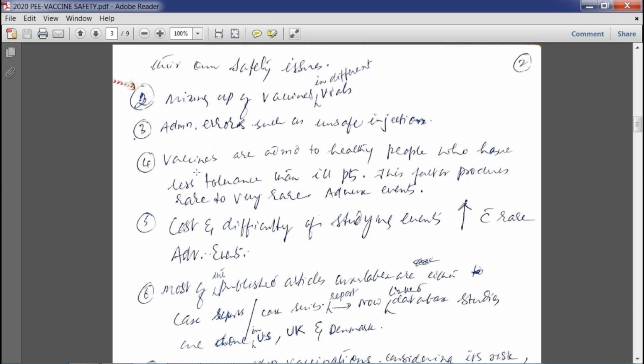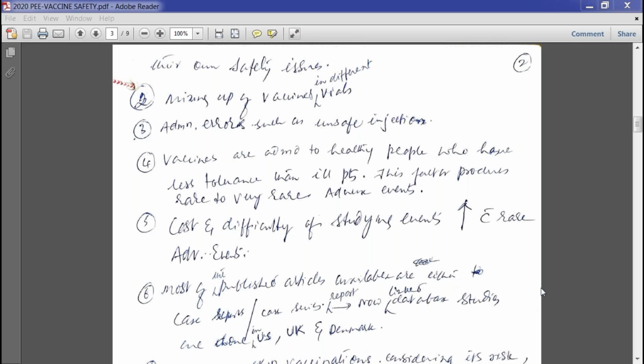Next one is vaccines are administered to healthy people who have less tolerance than ill patients. This factor produces rare to very rare adverse events. Why do they say this? What may be the reason for this? Anne Maria? Since I'm positive. No, I don't know, sir. Atira James, what may be the reason for such kind of policy?